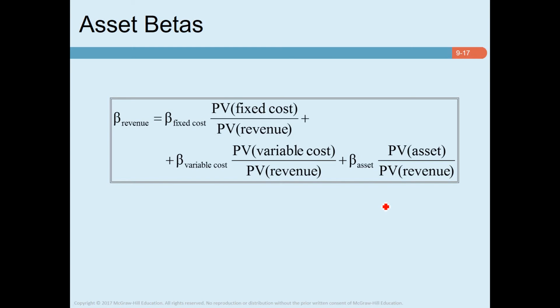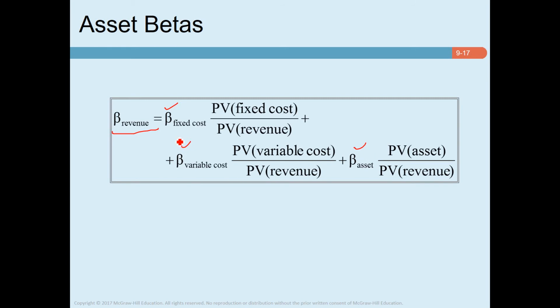Now, we can think in this way: the present value of an asset or of a project should be equal to the present value of revenue minus the present value of fixed cost minus the present value of variable cost. And the present value of revenue, on the other hand, will be the present value of fixed costs plus the present value of variable cost plus the present value of the asset. So you can see here that beta revenue is the present value of fixed cost divided by total revenue, the present value of variable cost divided by total revenue, and the present value of the asset divided by total revenue. And here is the beta for fixed cost, beta for variable cost, and beta for the asset.